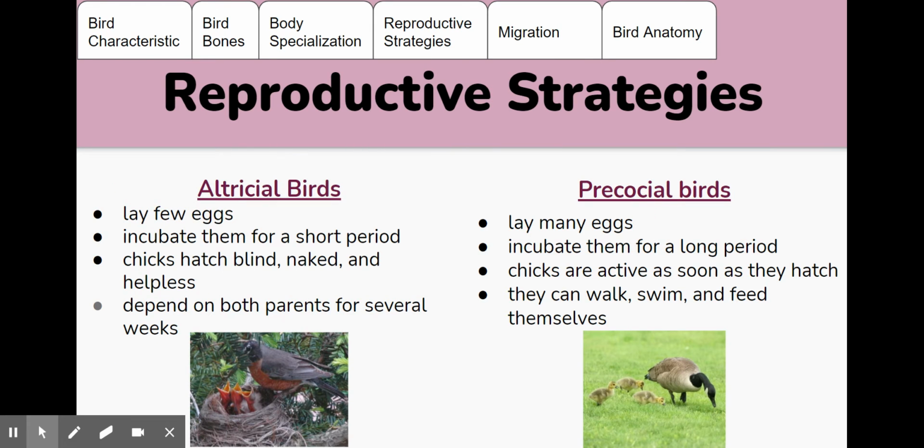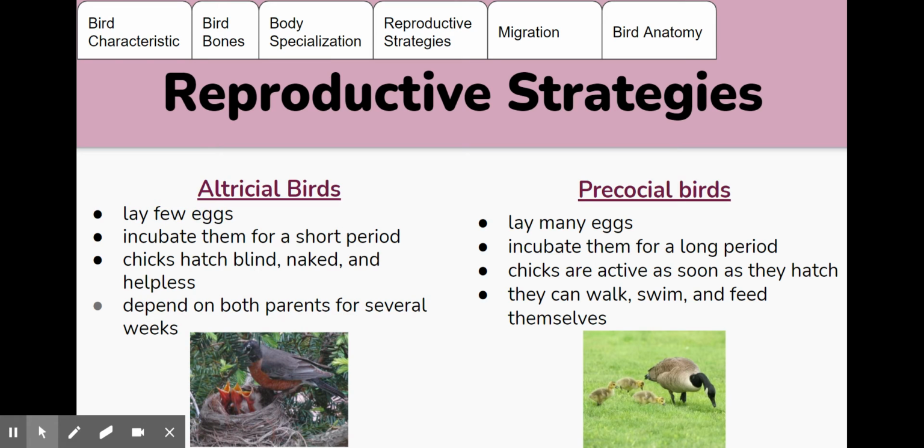There's also two different types of reproductive strategies in birds. There's the altricial birds, which lay only a few eggs. They incubate them for a short period of time, and when the chicks hatch, they're blind, they have no feathers, and they're helpless. And they depend on both parents for several weeks.